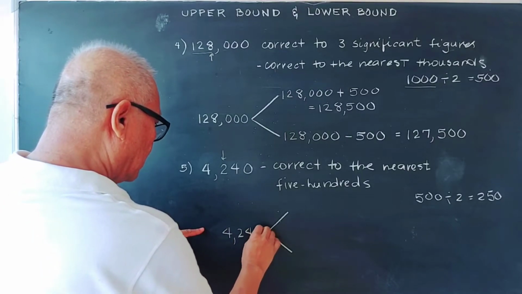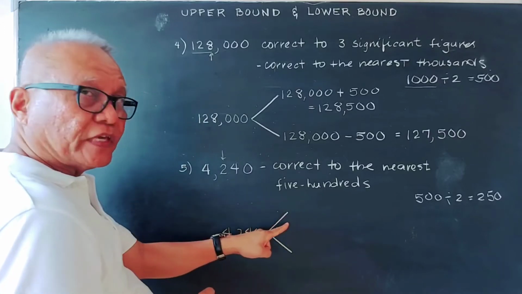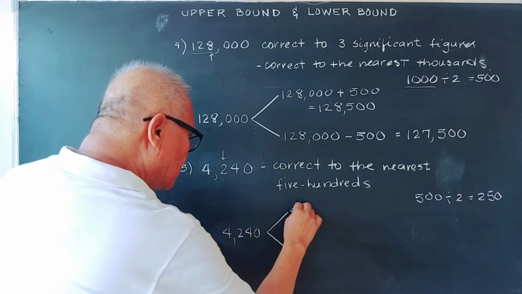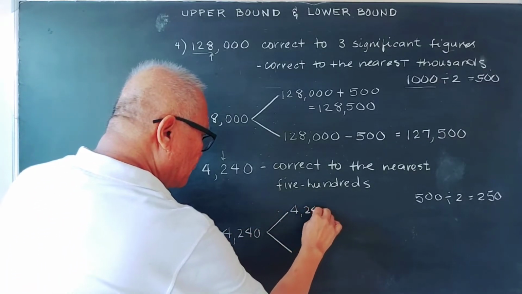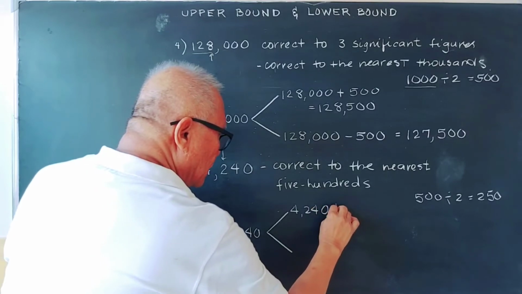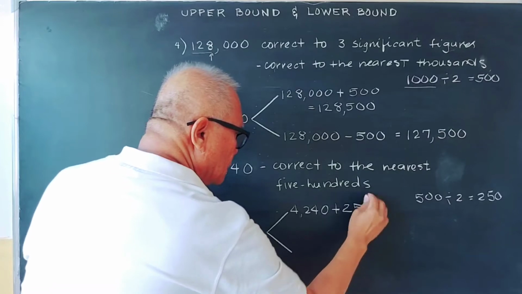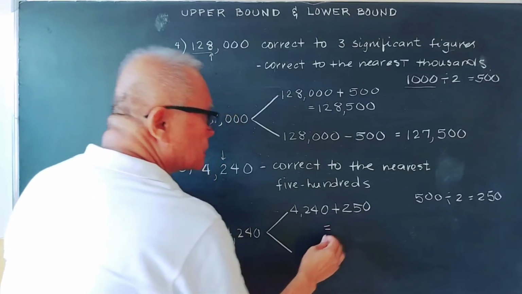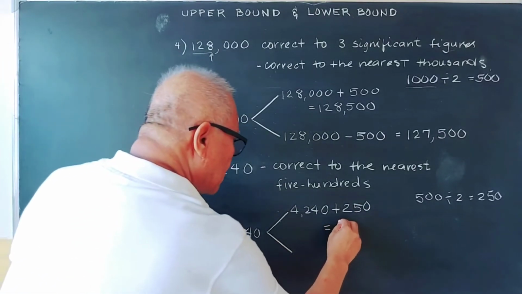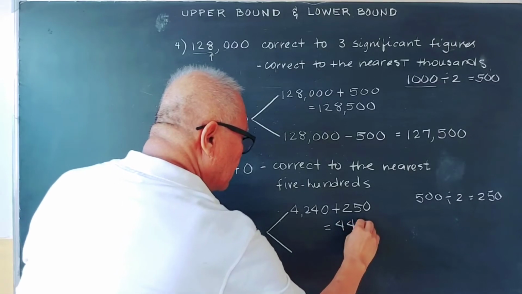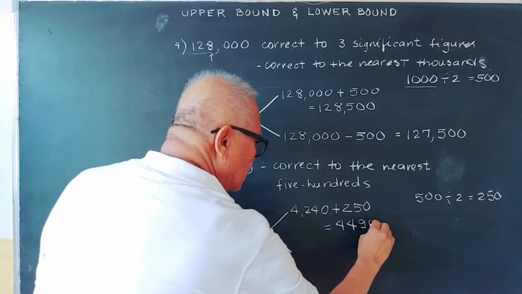And then we have 4,240 here. Let's have the upper bound, which is 4,240 plus that 250 there would give us 4,490.